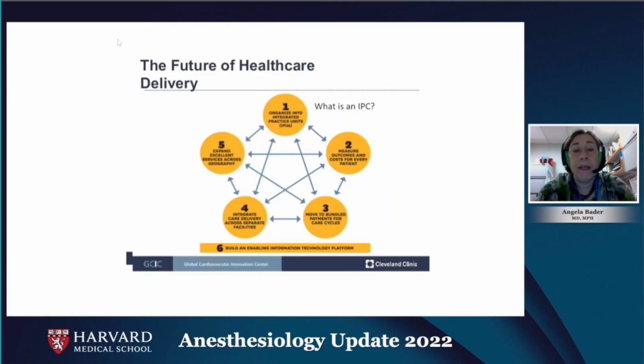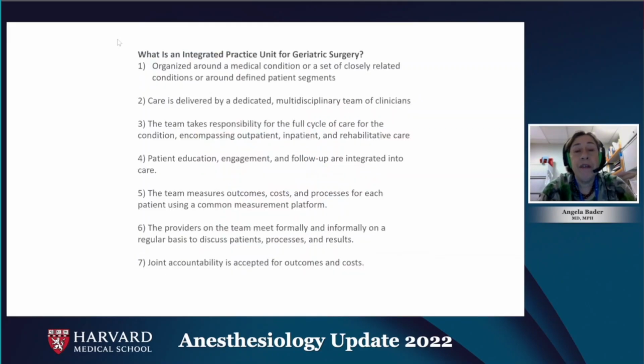So when we talk about the future of healthcare delivery, and particularly geriatric care, we want to think about organizing geriatric care into value-based integrated practice units. What is an integrated practice unit? So an integrated practice unit for geriatric surgery would be a set of multidisciplinary team members that organize around a medical condition. For example, geriatric surgery, perhaps geriatric orthopedic surgery, a set of closely related conditions.